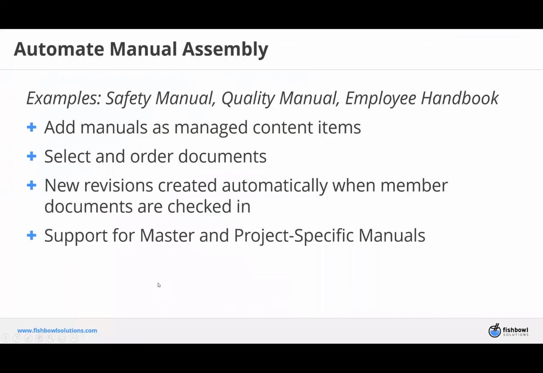So the third thing we're going to look at is manual assembly, and this is the composite documents that we've mentioned a few times. Some examples of these are the safety manual, quality manual. Each manual is comprised of multiple other managed content items from within ControlCenter.